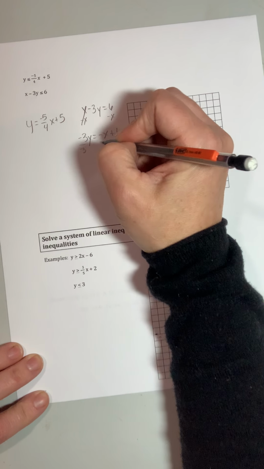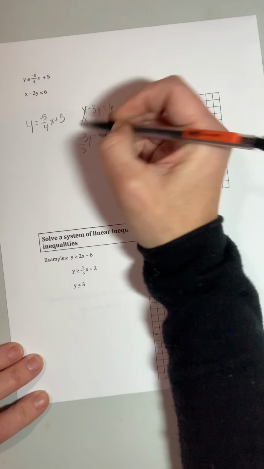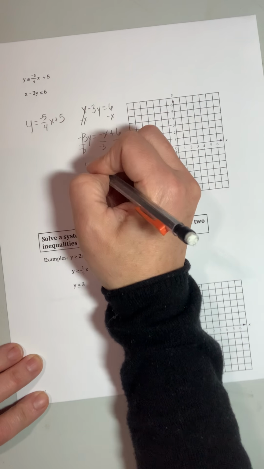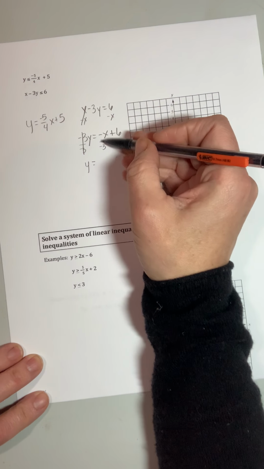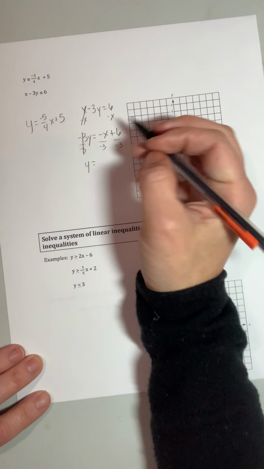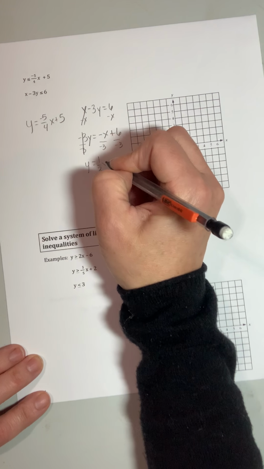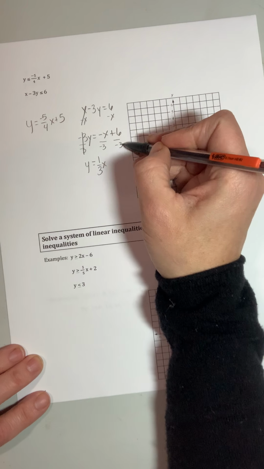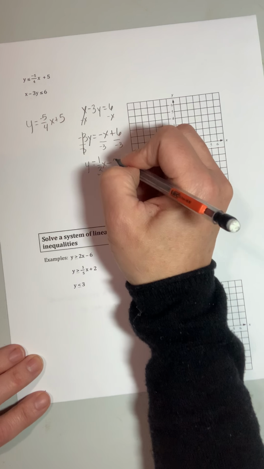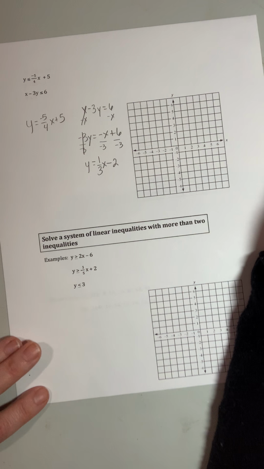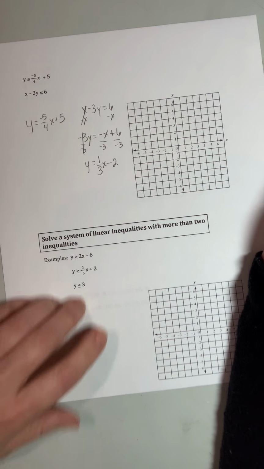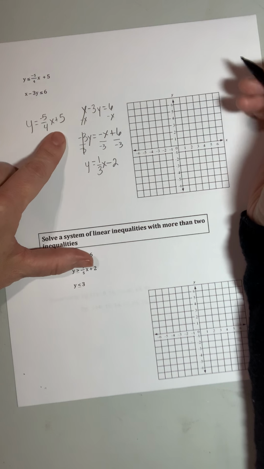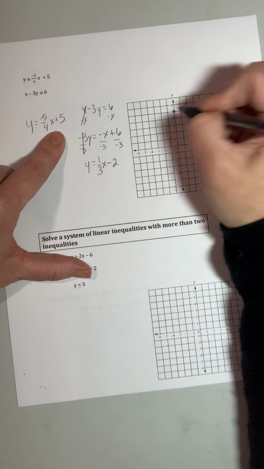Divide by negative 3. Gives me y equals, and since these are both negative, they become positive, so it gives me 1/3 x, and 6 divided by negative 3 is negative 2.